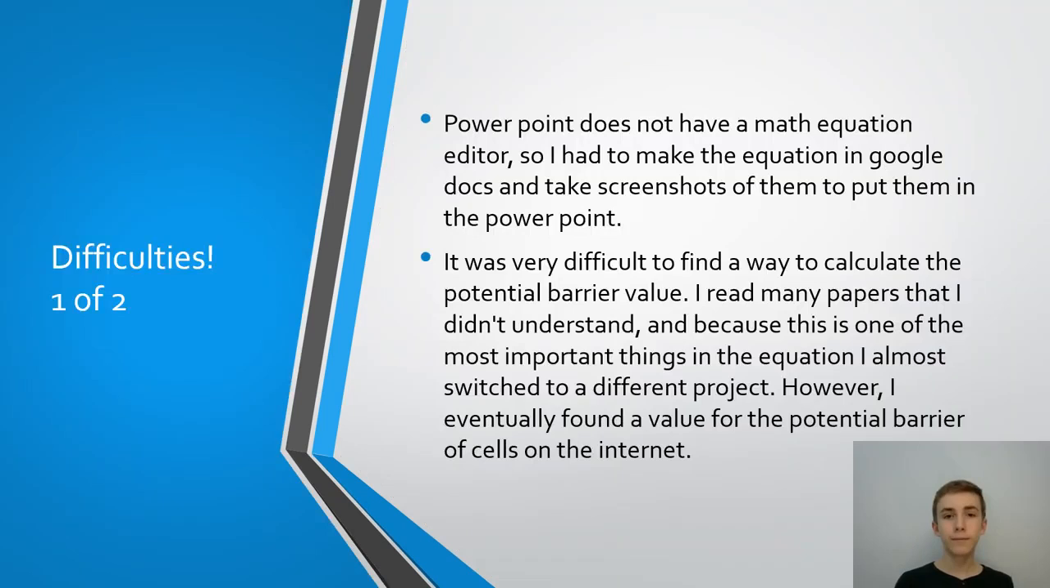Difficulties, slide 1. My first difficulty is that PowerPoint does not have a math equation editor, so I had to make the equations in Google Docs, and then I had to take screenshots of them to put them in the PowerPoint. My second difficulty was that it was very difficult to find the potential barrier value of an object. I read many papers that I did not understand, and because this is one of the most important things in the equation, I almost decided to switch to a different project. However, I eventually found a value of the potential barrier of cells on the internet.